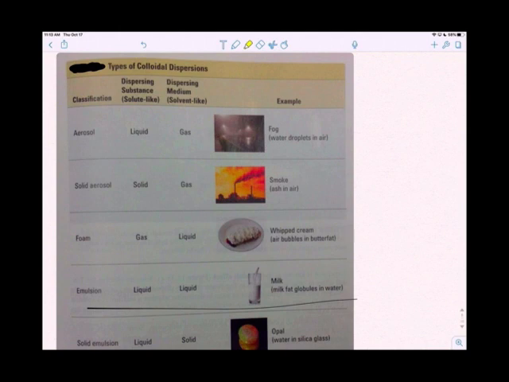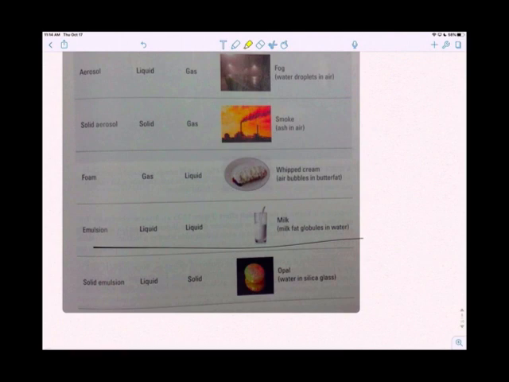So milk is a suspension of milk fat and water. And then you can get a solid-liquid emulsion. So opal, for instance, you have a liquid trapped in a solid. That is silica. I'm sorry, opal. It's water and silica. And I always have to be careful when I talk about this.